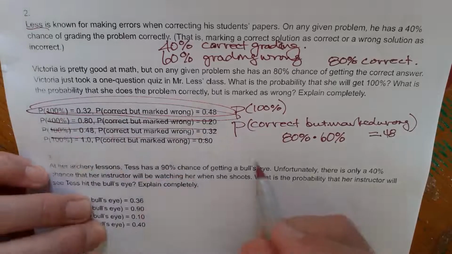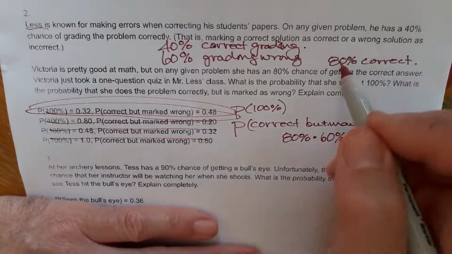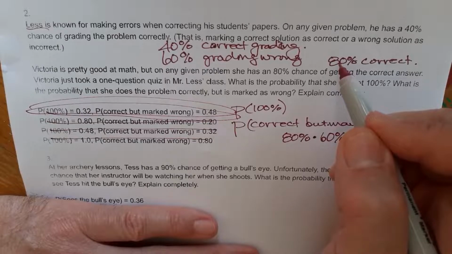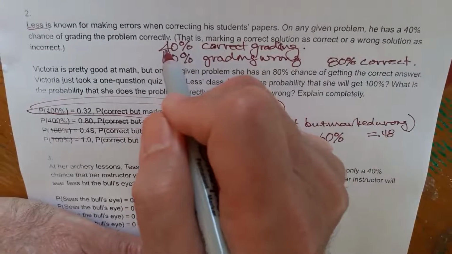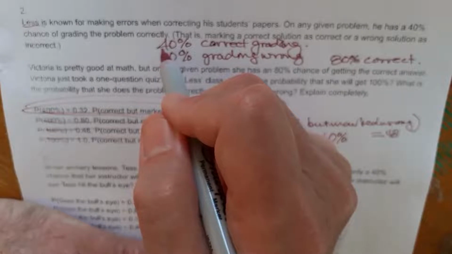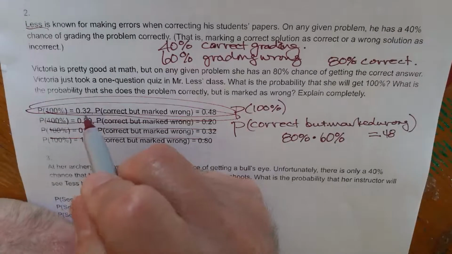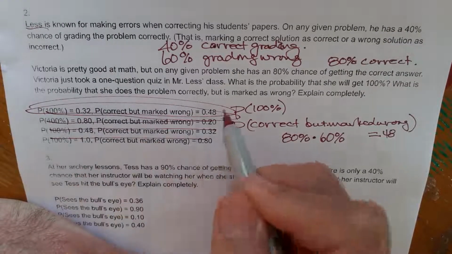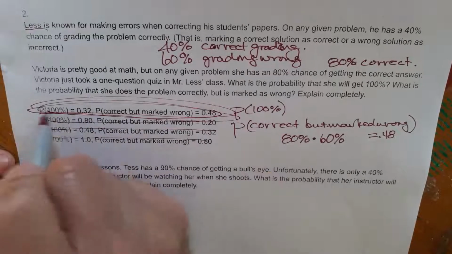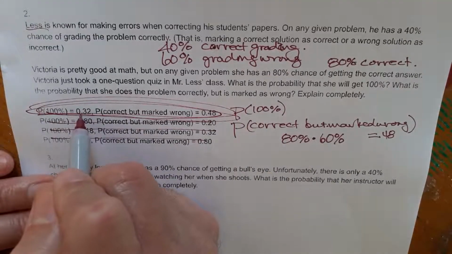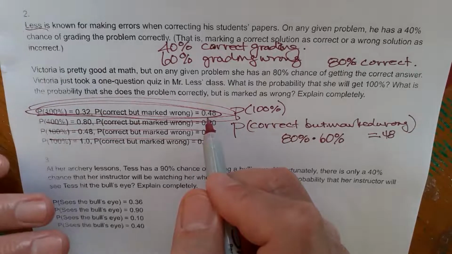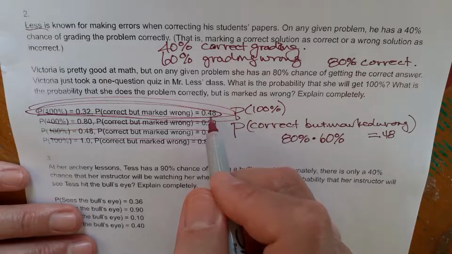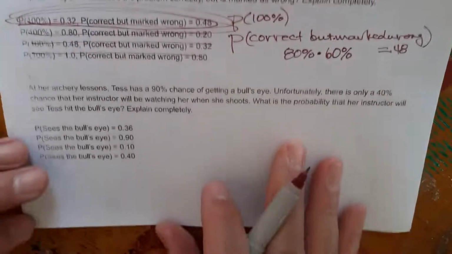Let's go back and see, the chance that she gets it correct is 80%, and the chance that he grades it correct is 40%. So that would be 0.8 times 0.4. 4 times 8 is 32, right? So that would be, move the decimal 2 places, 0.32. So the probability here of getting 100% is 32%, and the probability of getting it correct but marked wrong is 48%, right?